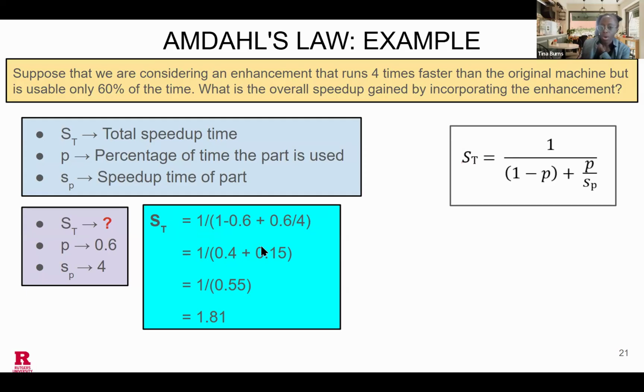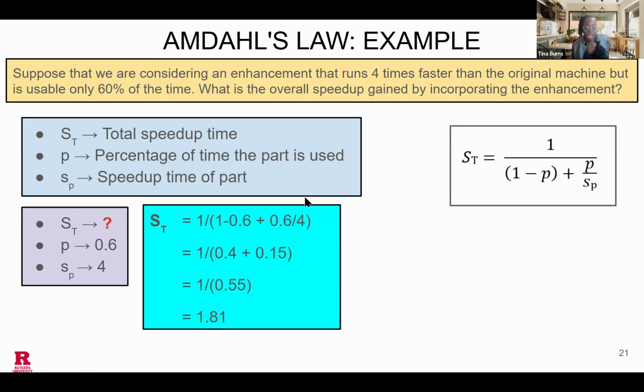We're going to say, okay, I already know 1 minus 0.6. Now keep in mind that in this equation, 1 minus p, where p is the time that is kind of doing your particular action in parallel to everything else, means that everything else is going to take up 40% of that time. So I'm always going to have that there, and this is going to be the thing that then decreases. So from that, I see that my speedup factor is 1.81.